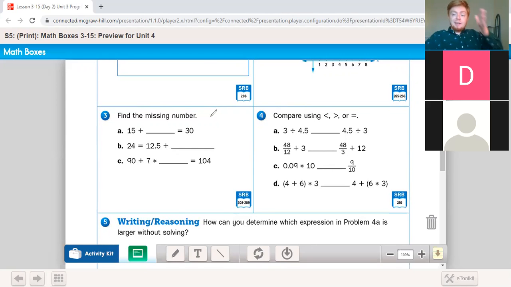What's the opposite of adding? How can I do this backwards now? Sombriti, what's the opposite of adding? Subtract. Exactly. So if I do 30 minus 15, then I'm going to know 15 plus whatever this is equals 30. All right? Does anybody know what 30 minus 15 is just off the top of their head?